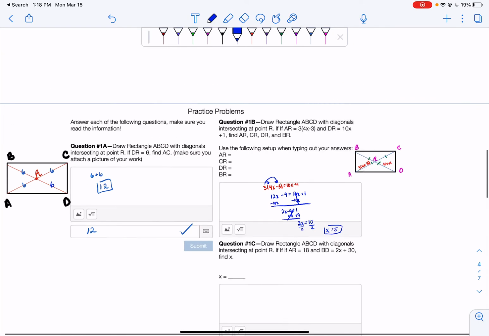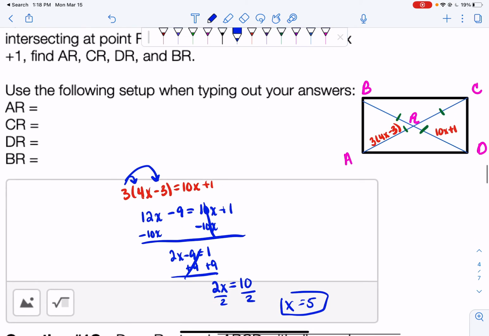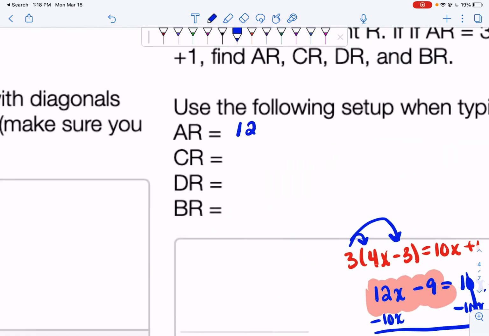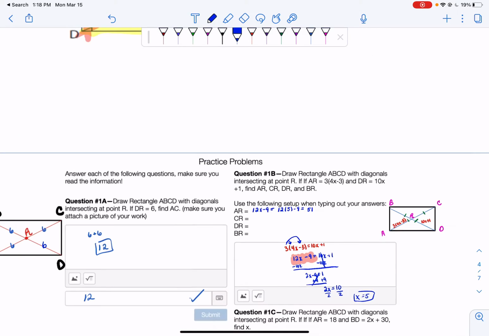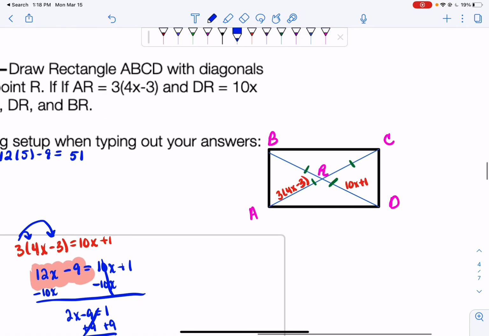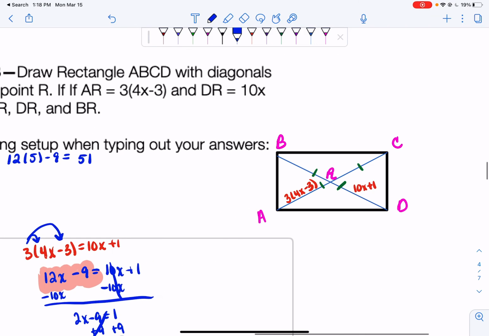So now what I would want you to do is say AR is going to be equal to 3 times 4x minus 3. But if you look, we did our distribution. We got 12x minus 9. So I'm basically going to just plug in a 5 for 12x minus 9. So 12 times 5 minus 9. Well, 12 times 5 is 60. 60 minus 9 is 51. Now, CR, we know, is congruent to AR, so CR is also 51.